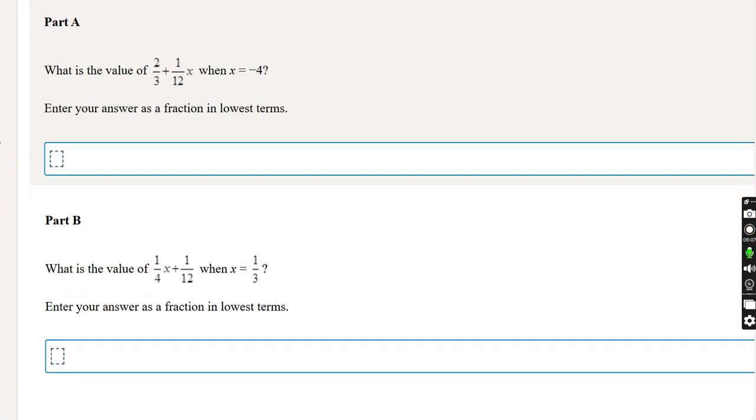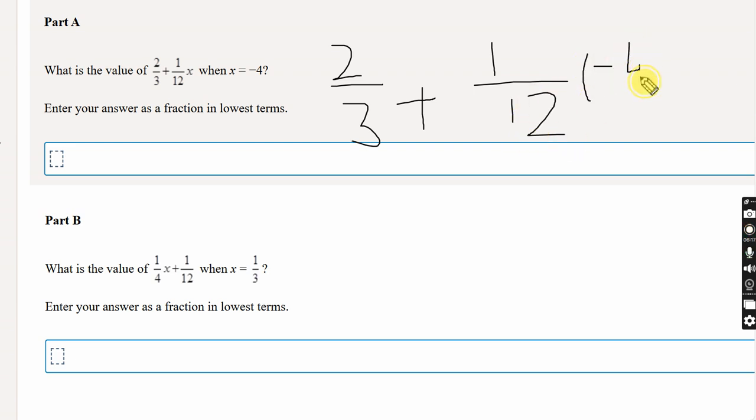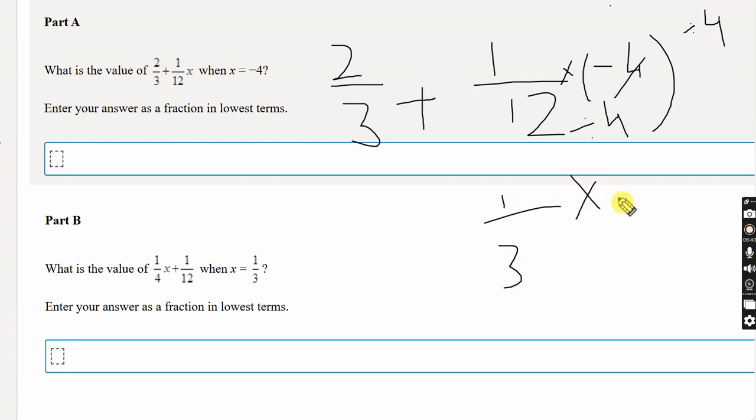What is the value? 2 over 3 plus 1 over 12 multiplied by minus 4. What did I say? When you have a number in the numerator and denominator, you cross it out. So divide by 4, again divide by 4. You know that 12 is a multiple of 4, so you simplify it by that number. 12 divided by 4 is 3, so 1 over 3 times minus 1.